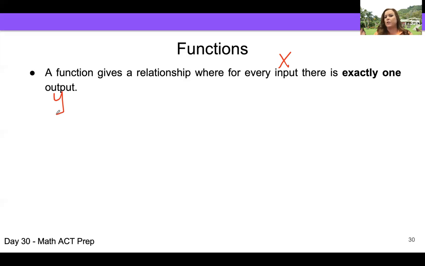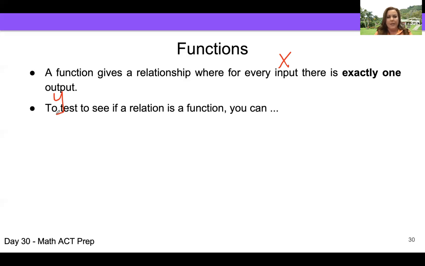For every x, there's only one y. We're not going to get, oh, x can be 1, 2, or 3. It's if x is 1, it only has one answer, which might be 3. Now, there's ways to test to see if you have a function.